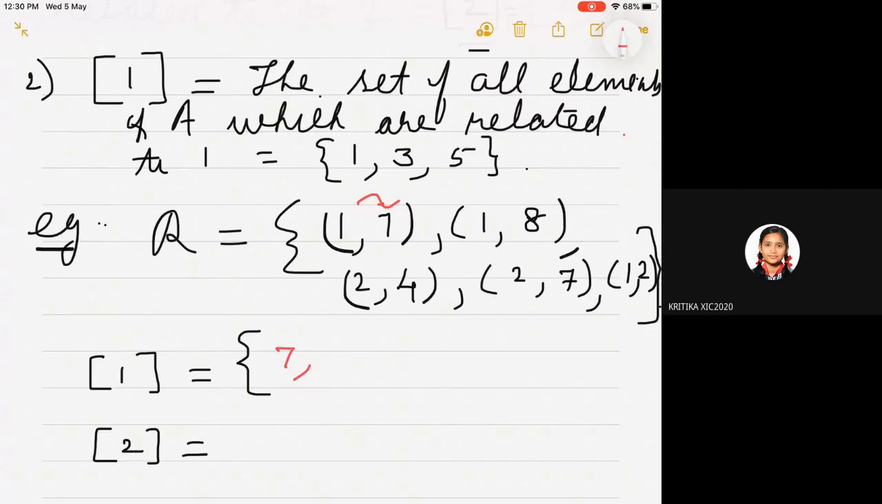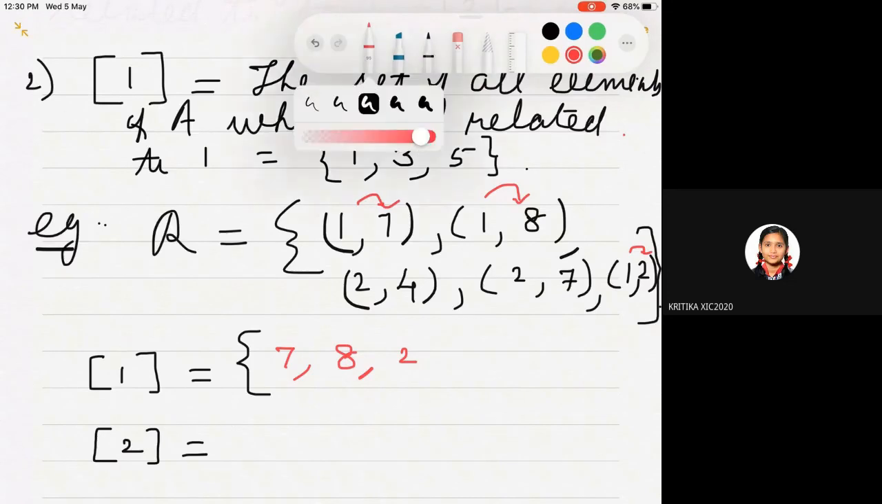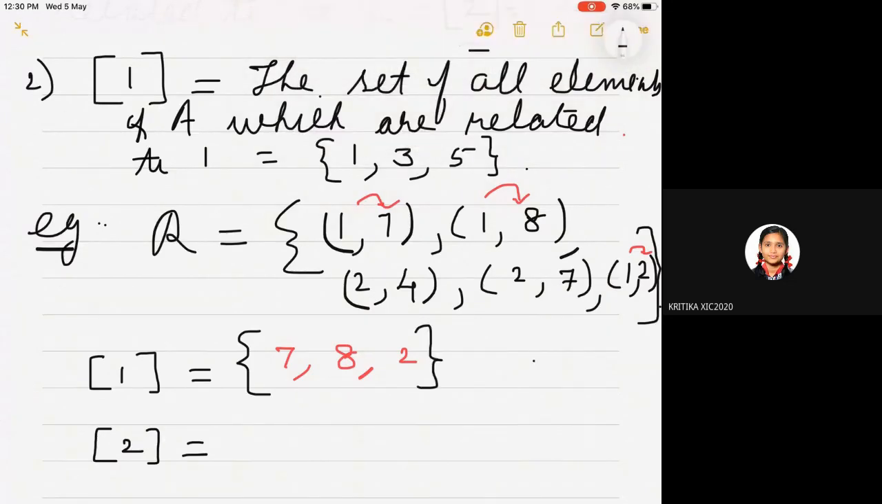Then related to 1 here we get 8. So 8 will be in the equivalence class. And with 1 we get 2 here. So 2 also will be an element of the equivalence class. It is just like your friends, children. 1's friend will be 7, 1's friend will be 8, 1's friend will be 2. So the group of friends, kept in a set together, is called the equivalence class of 1. Okay, so 2 is related to 1, 1 is related to 2, so 2 is also a friend of 1. Oh, sorry, equivalence class of 1.